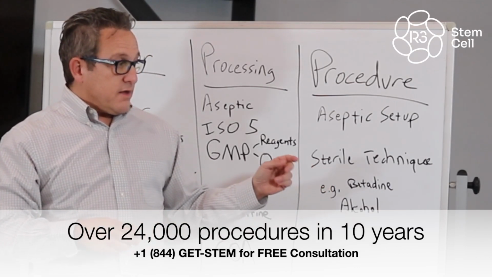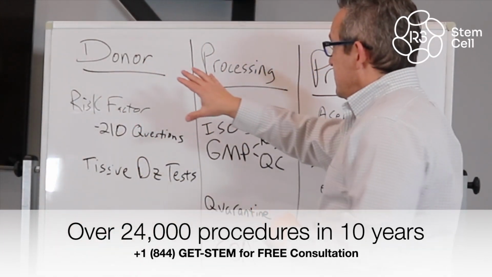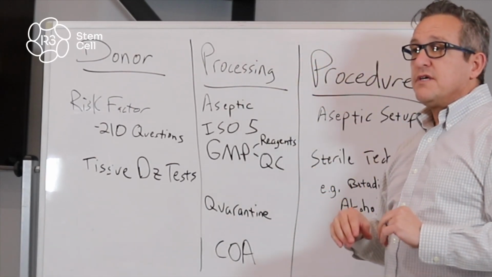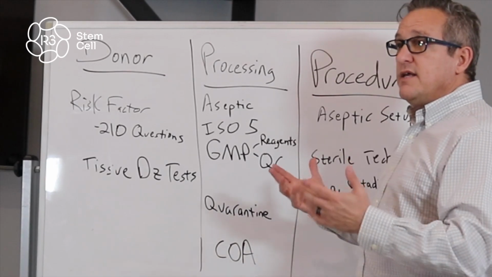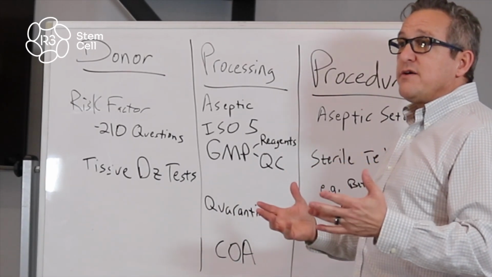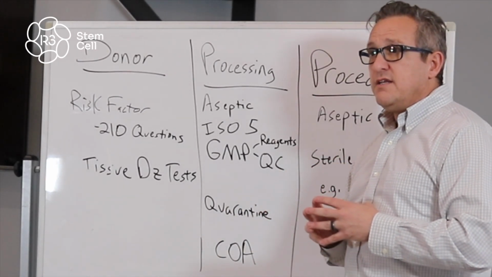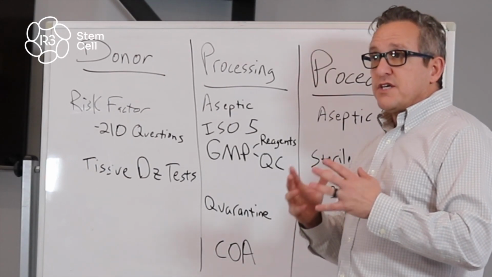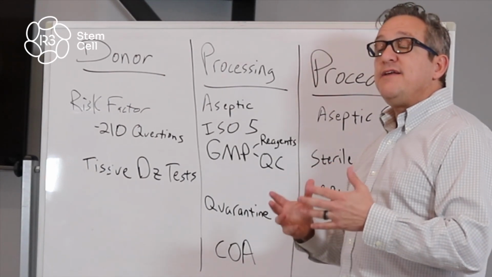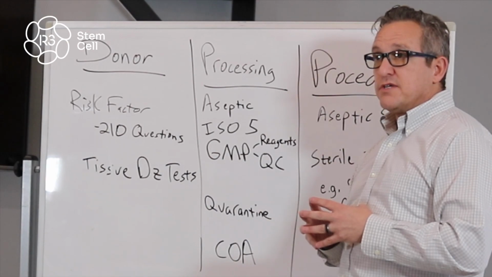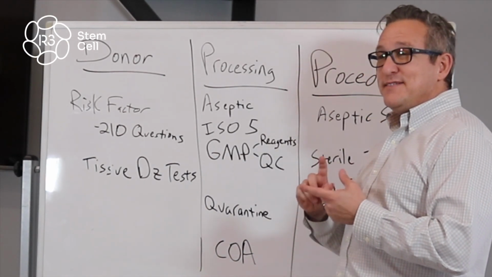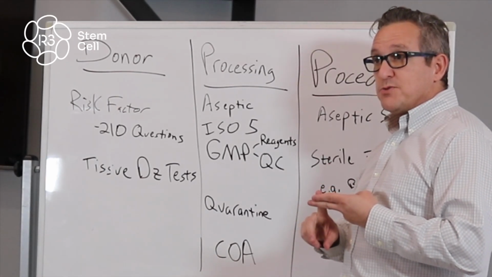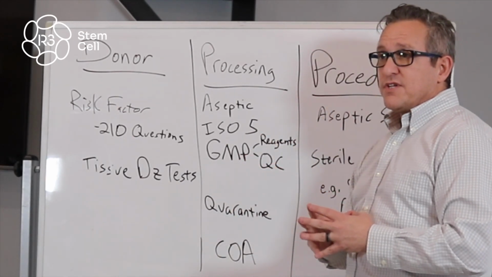So that sums up the three areas where we prevent cell line contamination, procedure contamination, any of that. We've done over 24,000 procedures in the last decade. We've had very, very successful and happy patients, 85% patient satisfaction. Knock on wood, I don't know if this is made of wood. We've never had a deep infection or a disease transmission or a rejection of stem cells.